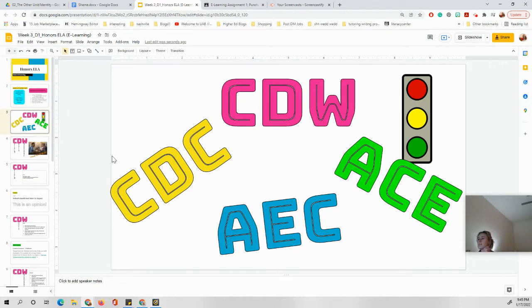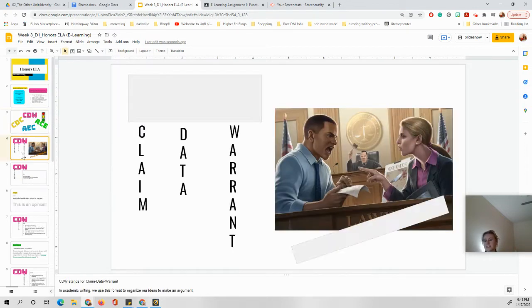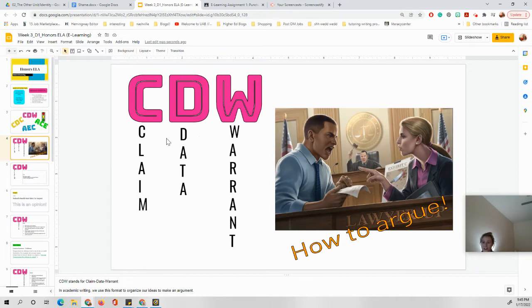Let's talk about and break down what are we expecting and what is a CDW paragraph, because we're going to learn how to write one of these because it's going to expand in how you're going to write your essays for the rest of this semester, okay? So let's talk about CDW paragraphs. It stands for claim, data, and warrant, okay?